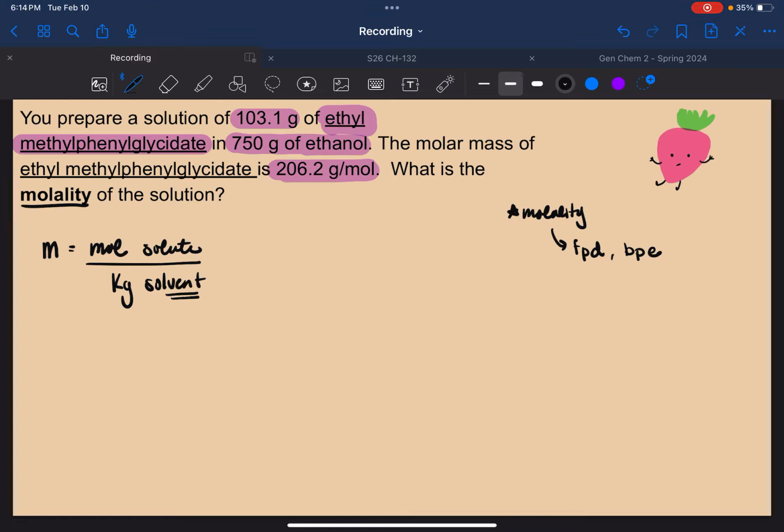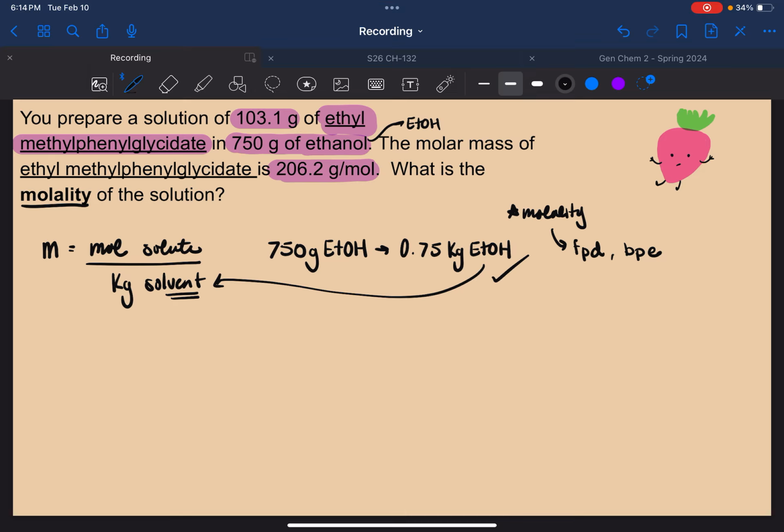Solvent, not solution. A little bit of nuance here. I do give you the mass in grams. I tell you we have 750 grams ethanol. That's just a little shorthand for ethanol. And that is equivalent, because there are 1,000 grams in a kilogram, to 0.75 kilograms ethanol. Now, that is half of what you need for molality.